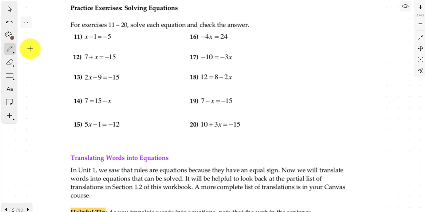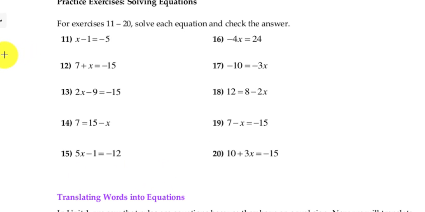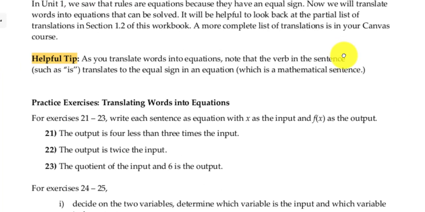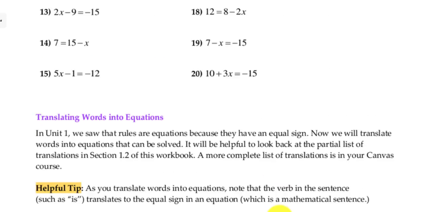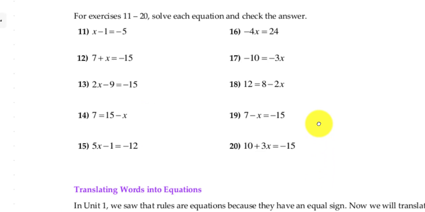In this video, we're going to continue to practice solving equations. This is, I believe in your book, page 68. Okay, so let's take a look at some of the problems. We'll look at number 11. If I were to add 1 to both sides, I'd be left with x equals -4. Right? So there wasn't too much to do there.